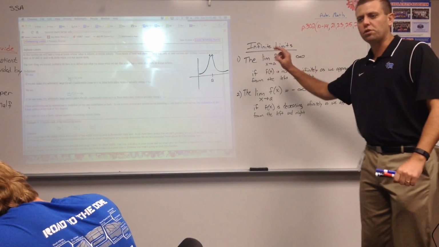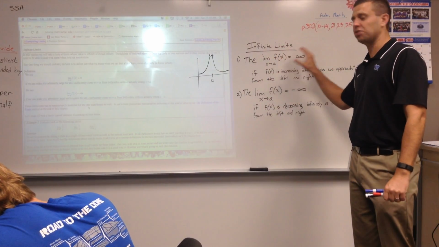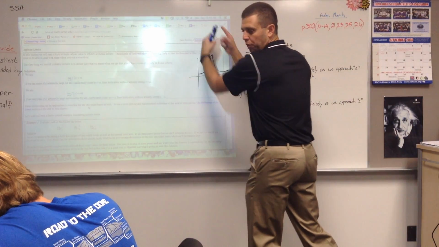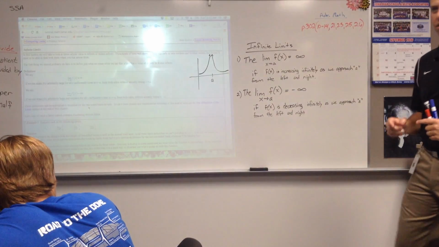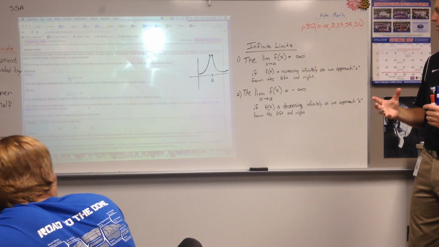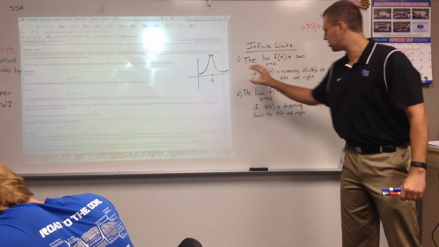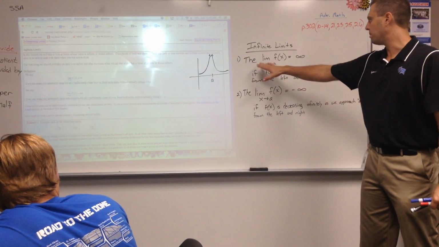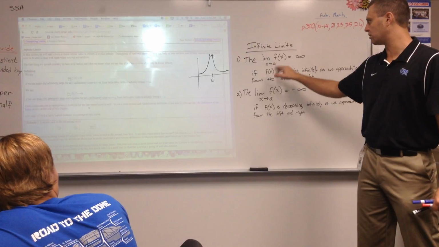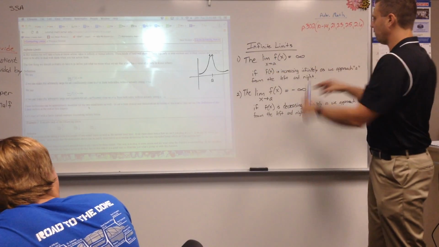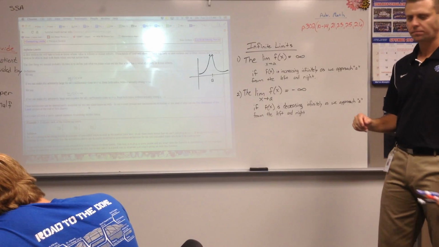But you can only say that the limit of a function is equal to infinity if they are both approaching positive infinity from the left and the right. Okay, and that's what I wrote here. If you just want to use a picture instead of writing this, that's probably fine. But the limit of the function is infinity as x approaches a, if f of x is increasing infinitely as we approach a from the left and the right.